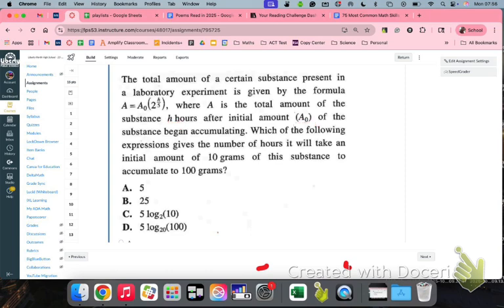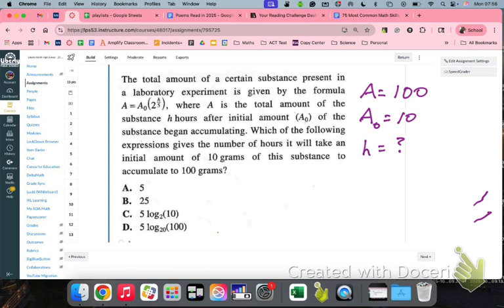So we're going to use this formula to answer this question. Which of the following expressions gives the number of hours it will take an initial amount of 10 grams of this substance to accumulate to 100 grams? So A is the total amount of the substance after growth, so that's going to equal 100. A sub 0 is the starting amount of the substance. That's 10. h is the thing we want to know.